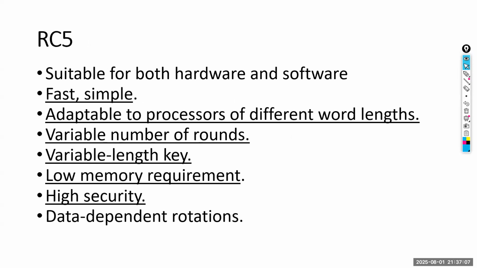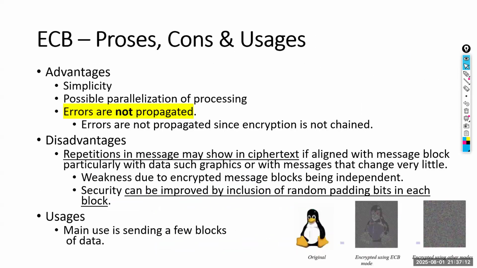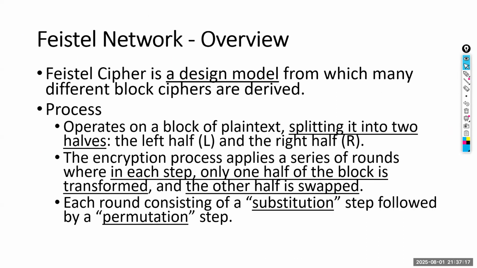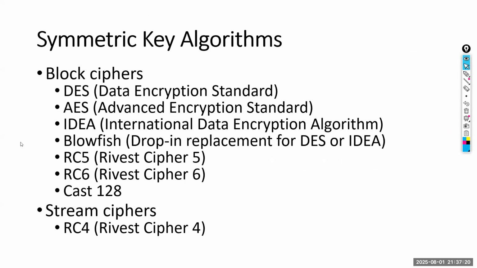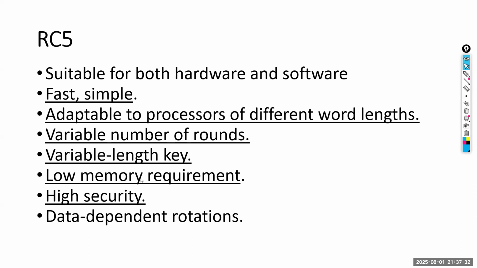RC5 is another one. We mentioned all these things here: RC5, then RC6 and CAST-128. Only RC4 is a stream cipher. Now we are on RC5. Again, it's fast and simple. These are all block ciphers, with a variable number of rounds, variable length keys, low memory required, and high security.